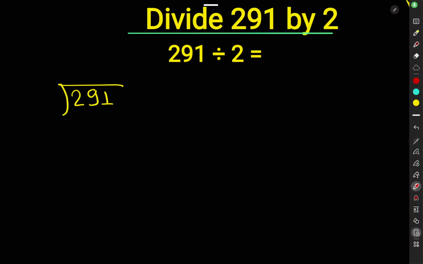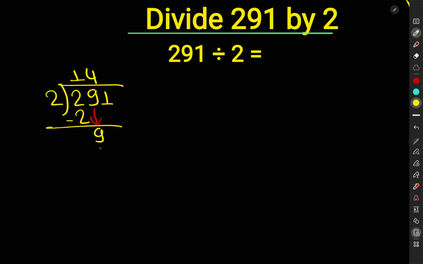We divide 291 by 2 in the long division method. So 2 times 1 means 2. On subtracting we get 0. So now we put down the number beside this, 9, and we remove this 0.